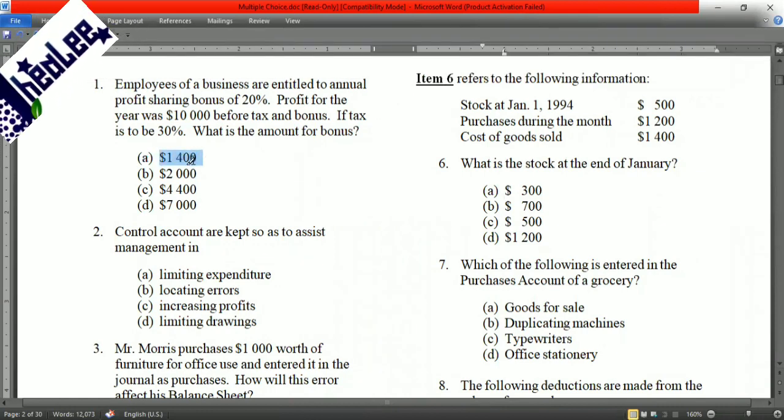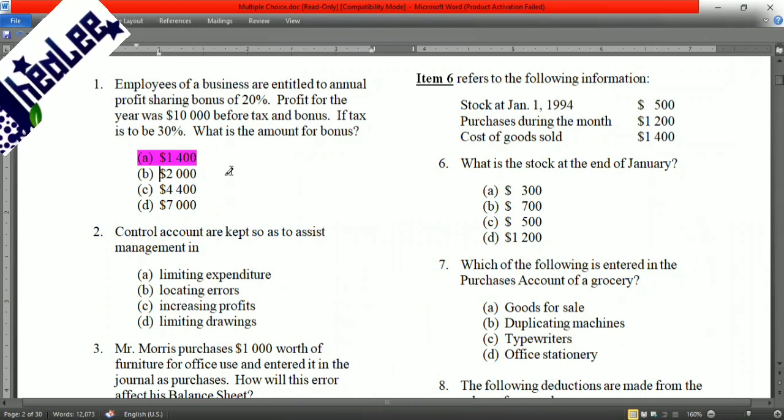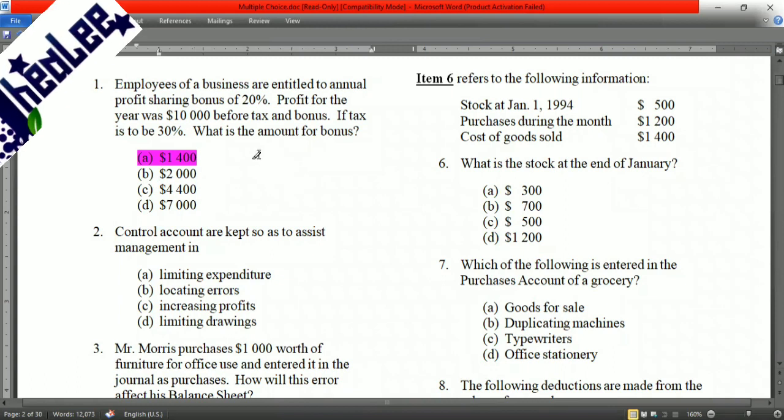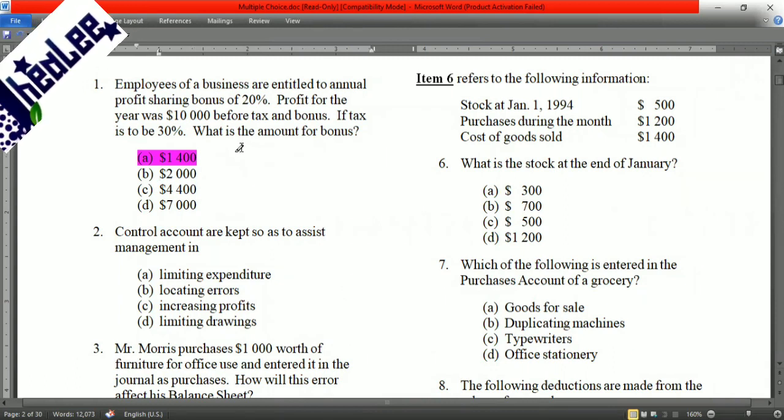That comes to $1,400. So the bonus to be paid out to employees is $1,400. That is 20% of the 7,000 that is remaining after paying the 30% tax. You calculate 20% of that and you get 1,400.